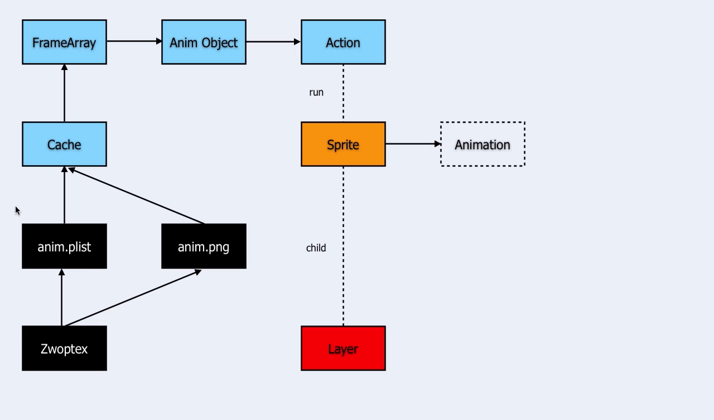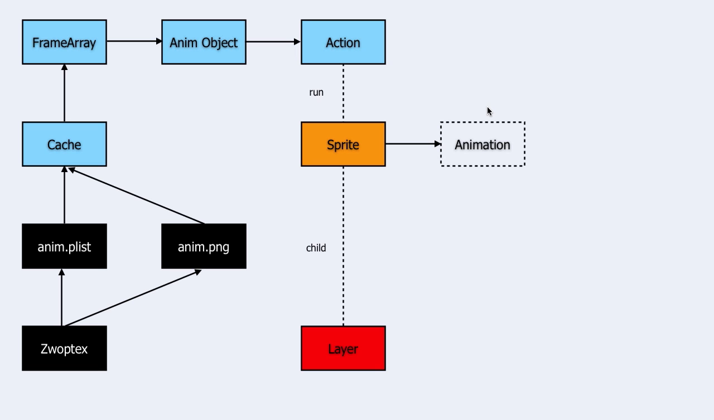Then, in your program, you can use these two files to create a cache object. Using the cache object, you can create an array of frames, which you can use to create an animation object, which you turn into an animation action. Now you can run the animation on the sprite, resulting in a frame-by-frame animation.